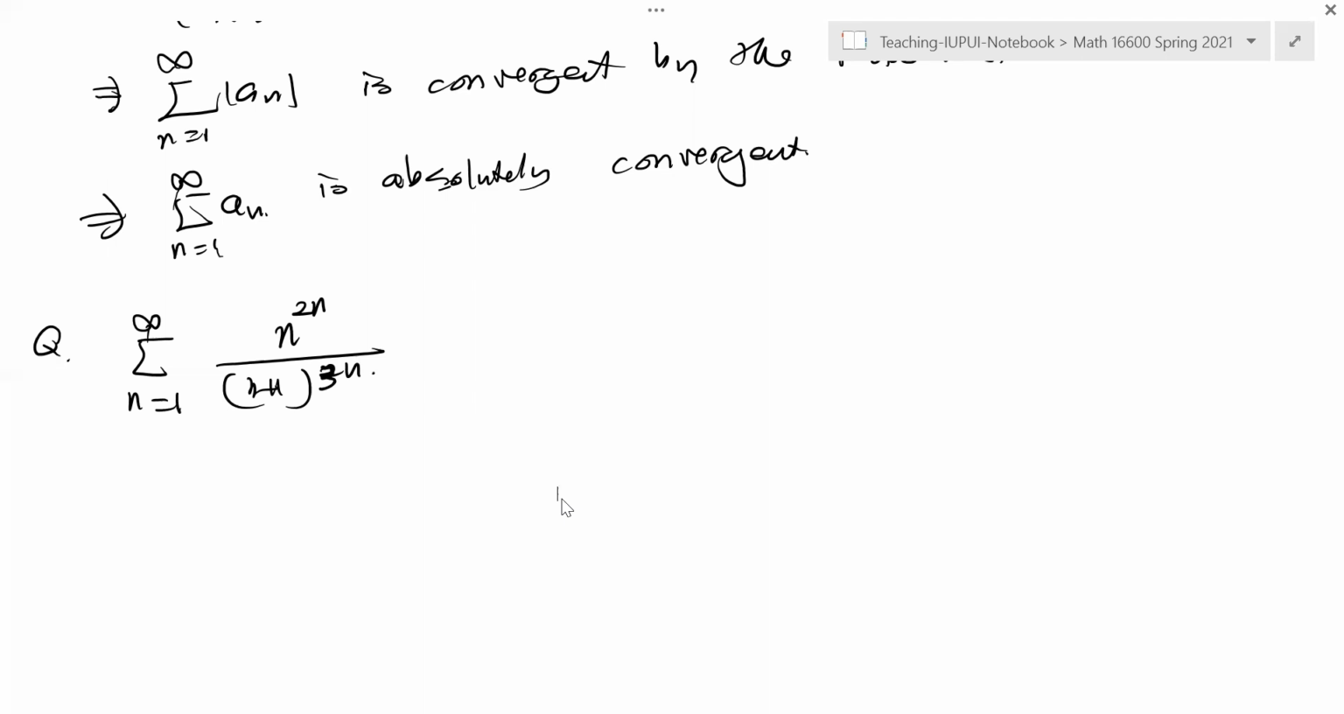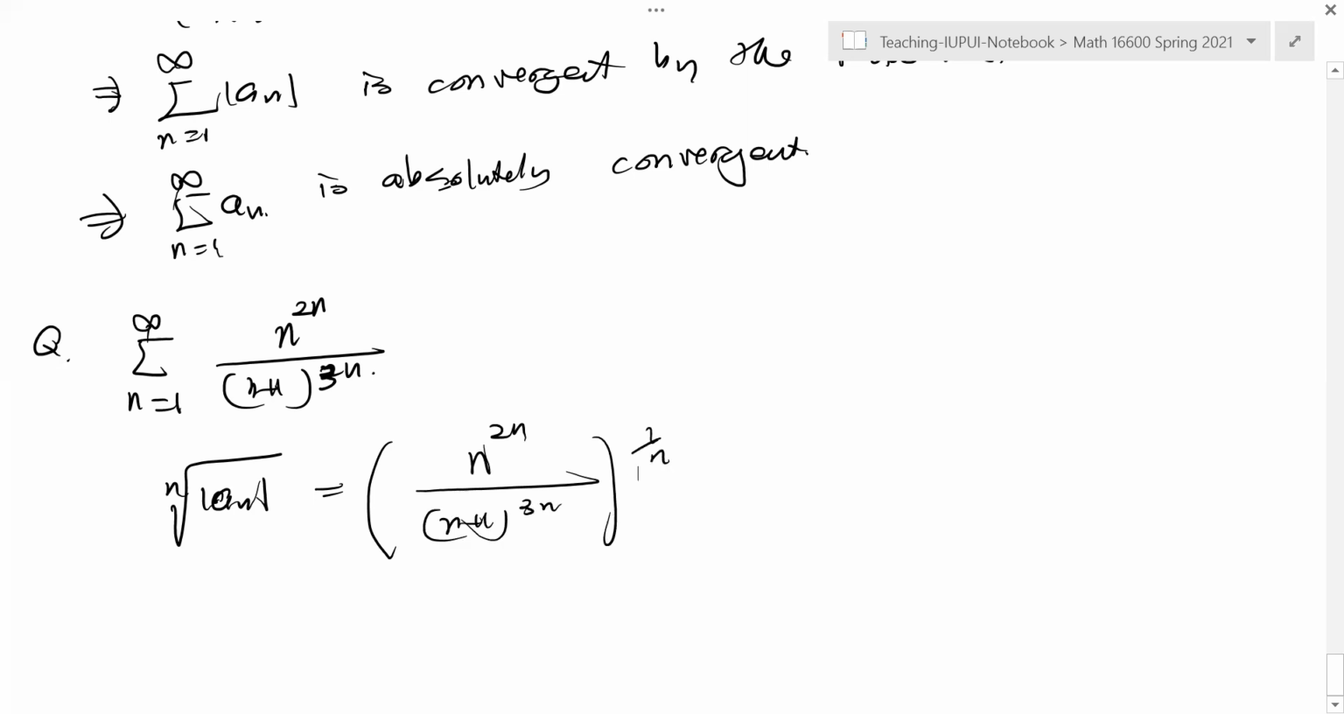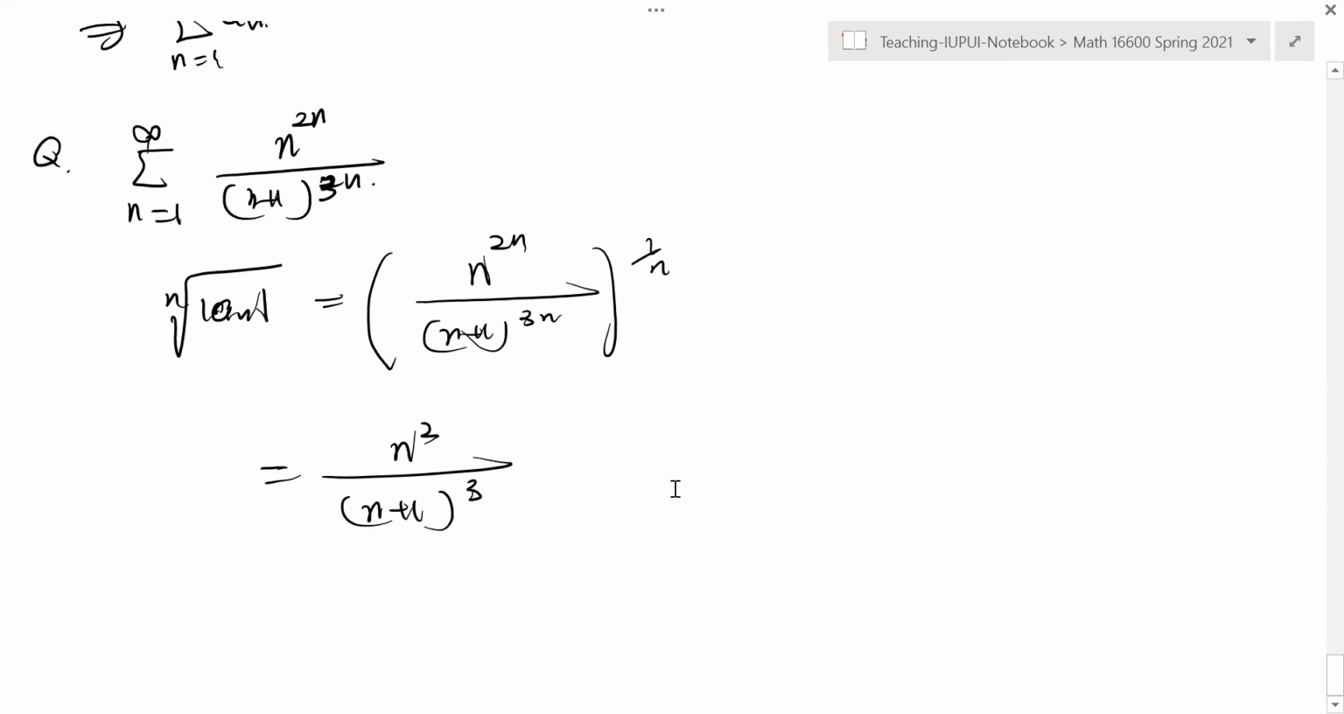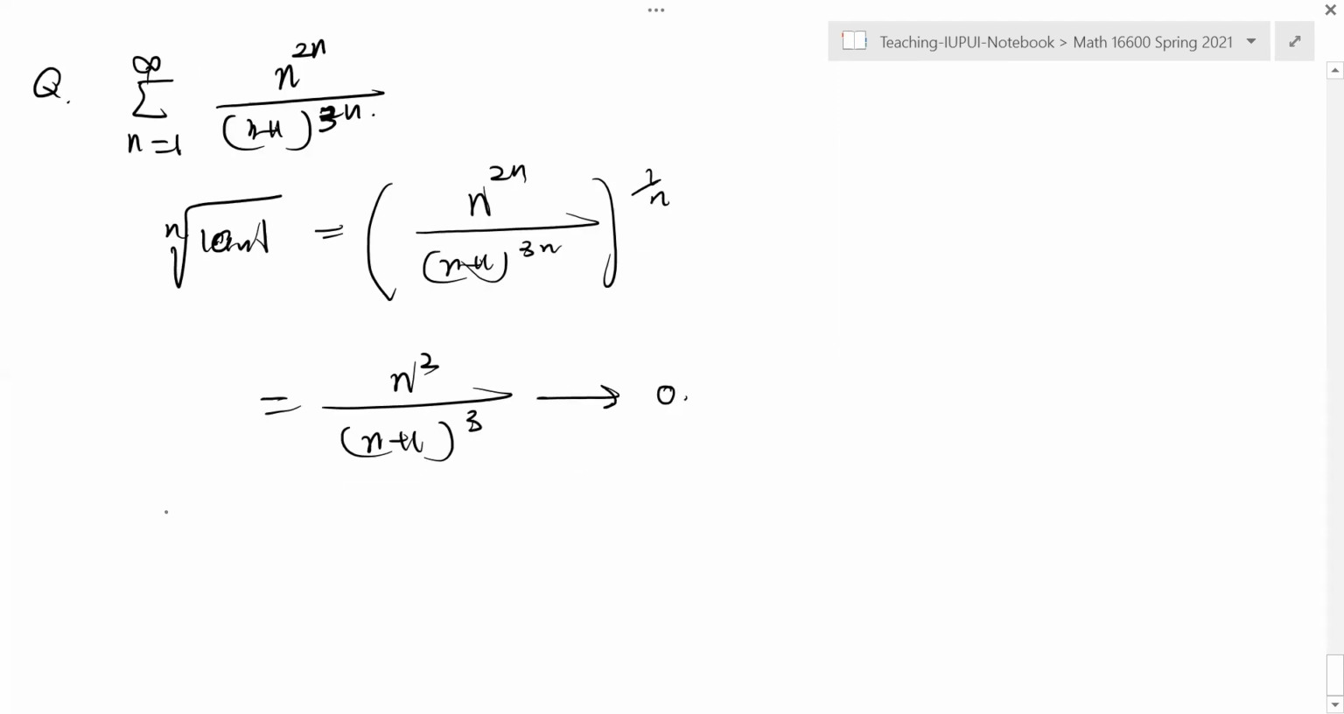So then you use the ratio test or root test. I think the best way is to use the root test, because all of them are exponential functions. So take the nth root. What you get here is n to the 2n over (n plus 1) to the 2n, times 3 to the n, to the 1/n, which is going to be n squared over (n plus 1) cubed. And clearly, the limit is going to be 0. So the limit of the nth root of the nth term is 0, which is less than 1.